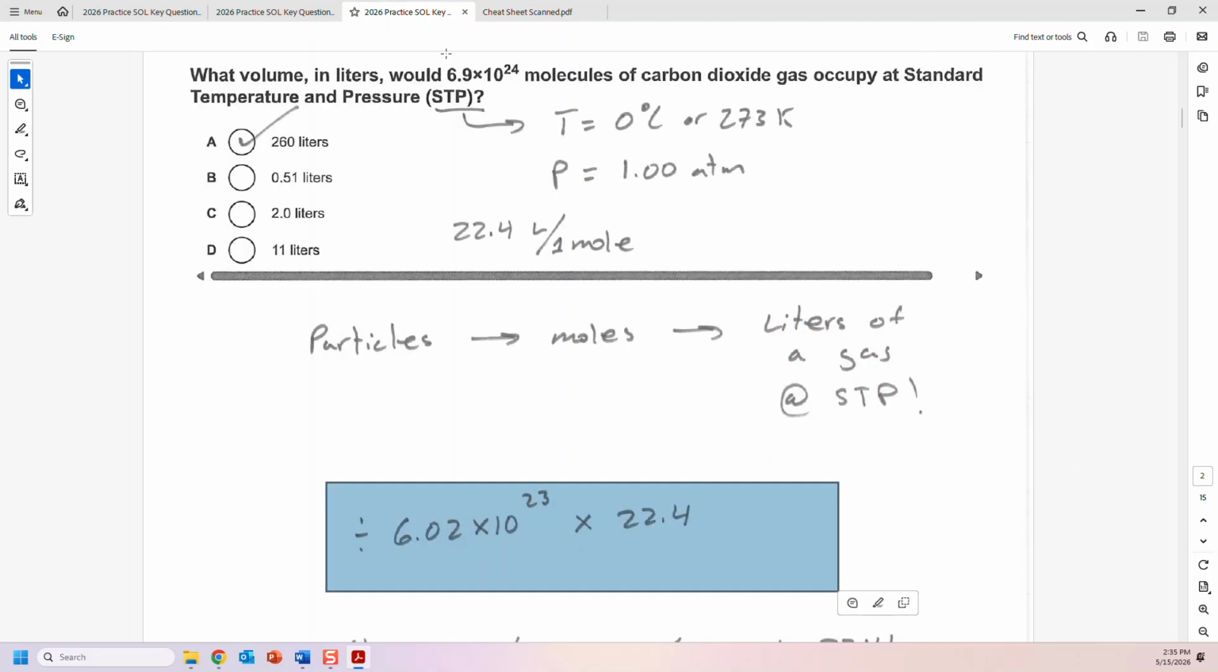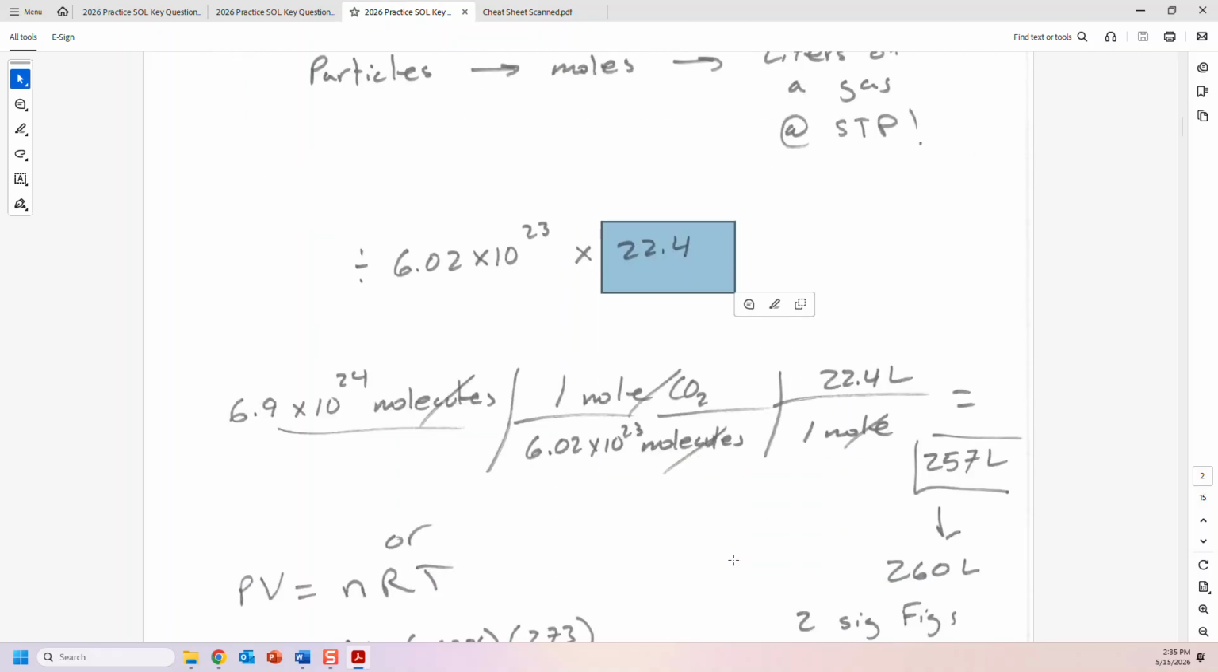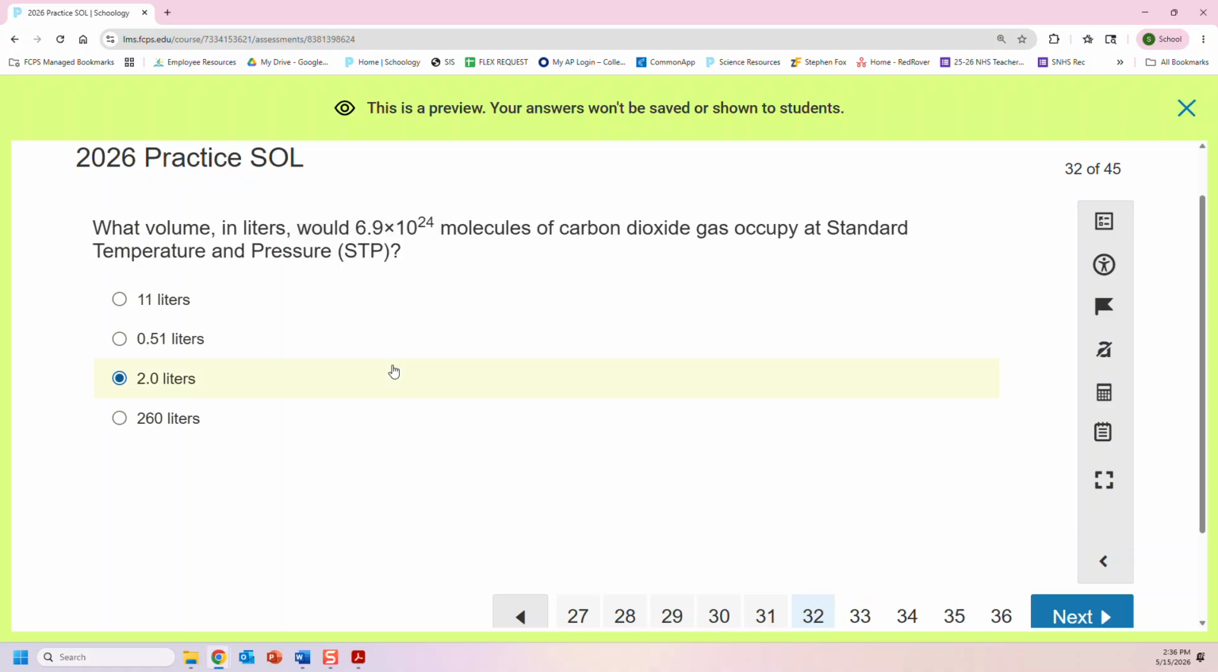We're taking our number of molecules here. We're dividing by Avogadro's number. We're multiplying by 22.4. When we do our math, we end up with 257 liters. But if we round to 2 sig figs, that comes out to be 260 liters. All right. So let me go back to here. So 260 liters, right?